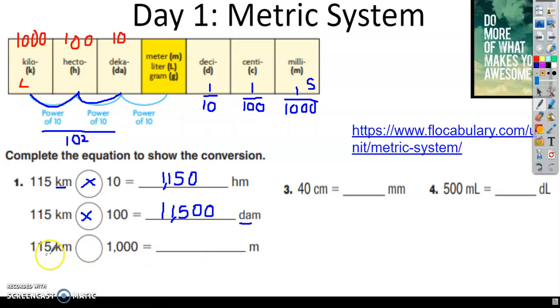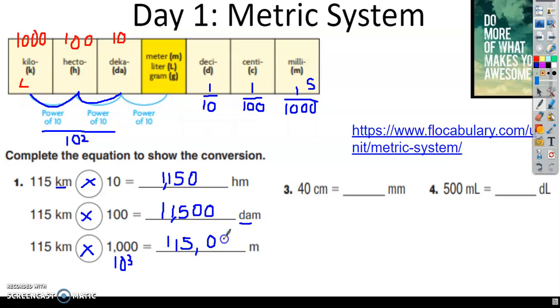Then, if I'm going from kilometers to meters, remember, you ask yourself, how many meters make up 1 kilometer? 1,000. So that means if I have kilometers and I want to know how many meters I have, I have to multiply by 1,000. Or, remember, that is 10 to the power of 3. 3 groups of 10. 10 times 10 times 10. So if I'm multiplying those together, that's going to give me my number of meters. So that would be 115,000. Hopefully that is making some sense.